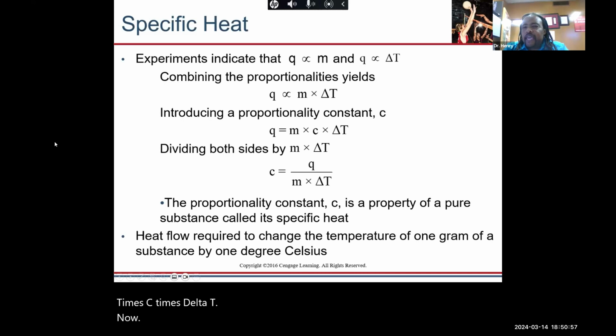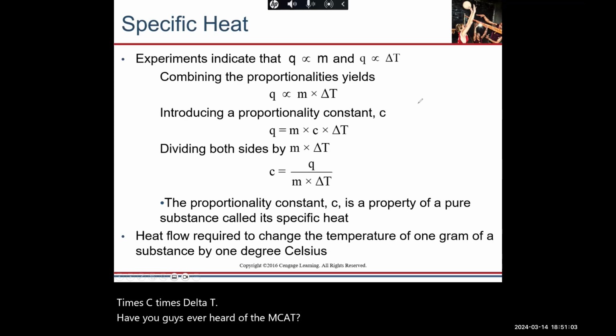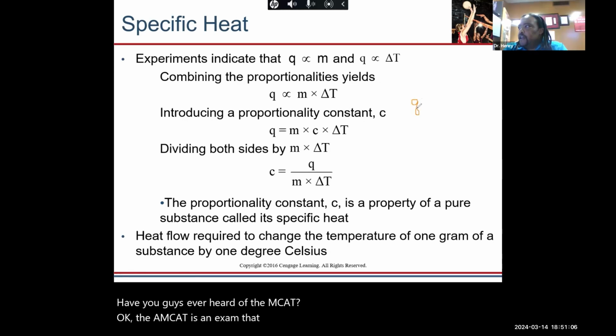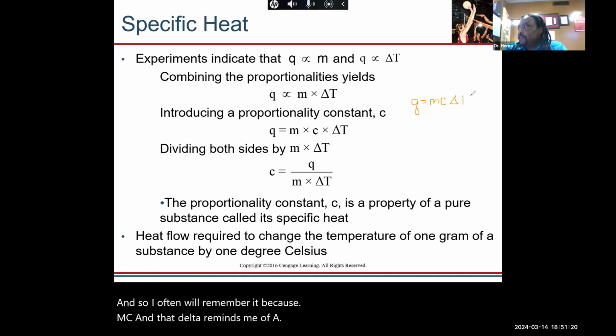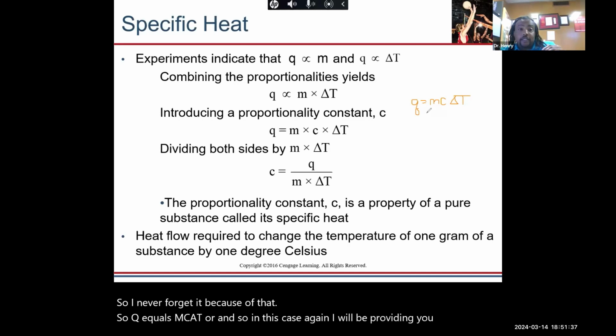Now, have you guys ever heard of the MCAT? No. Okay, the MCAT is an exam that you take if you're planning to go to med school. And so I often will remember it because MC, and that delta reminds me of an A, and we know the T for temperature. Right? MCAT, that's how I always remember that equation. So I never forget it because of that. So Q equals MCAT.